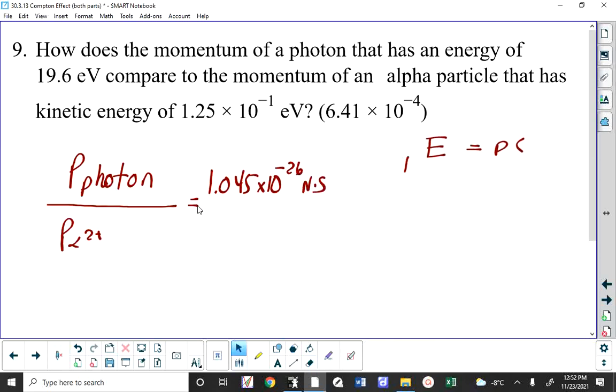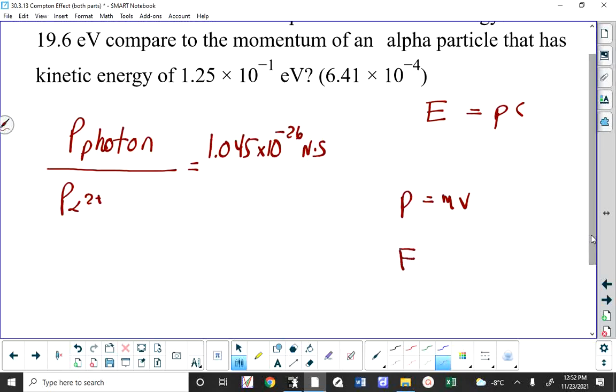By the way, on an exam, it wouldn't be open-ended like that about what's the best way to compare. It would say very specifically, what is the ratio of the momentum of the photon to the momentum of the alpha particle? Now, in order for us to find the momentum of the alpha particle, we have to use this traditional momentum formula, but we don't know the speed. However, we can use Ek equals a half mv squared to find the speed of the alpha particle, to find the momentum, to find the ratio.